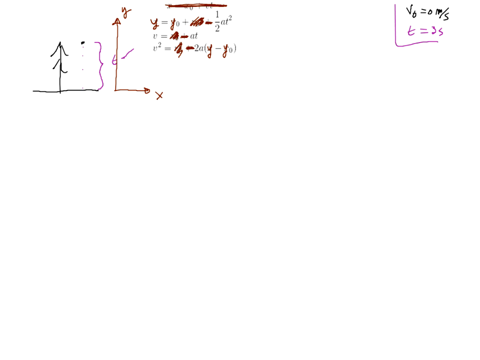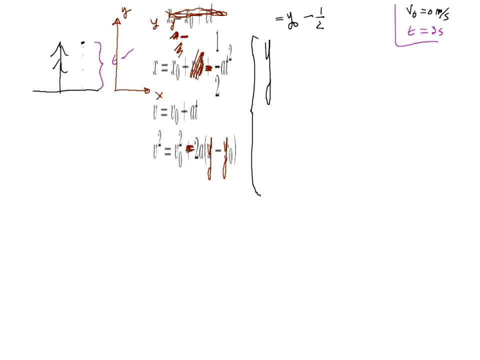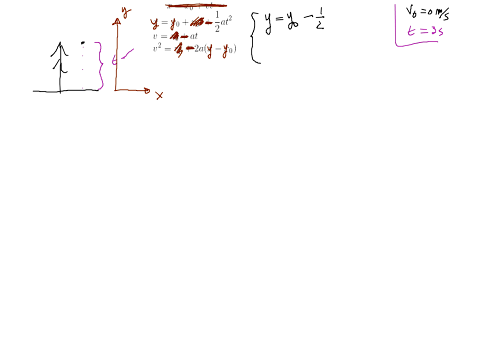Perfect. That's it. Let's rewrite those three equations so it's nice and clean. Y is equal to y naught minus, and here it's your choice. If you decide to keep A, keep A, or you may want to replace it by G, by the convention. G t squared. The second one is V is equal to negative A t, or G t. And the last one is V squared is equal to negative 2G times y minus y naught.